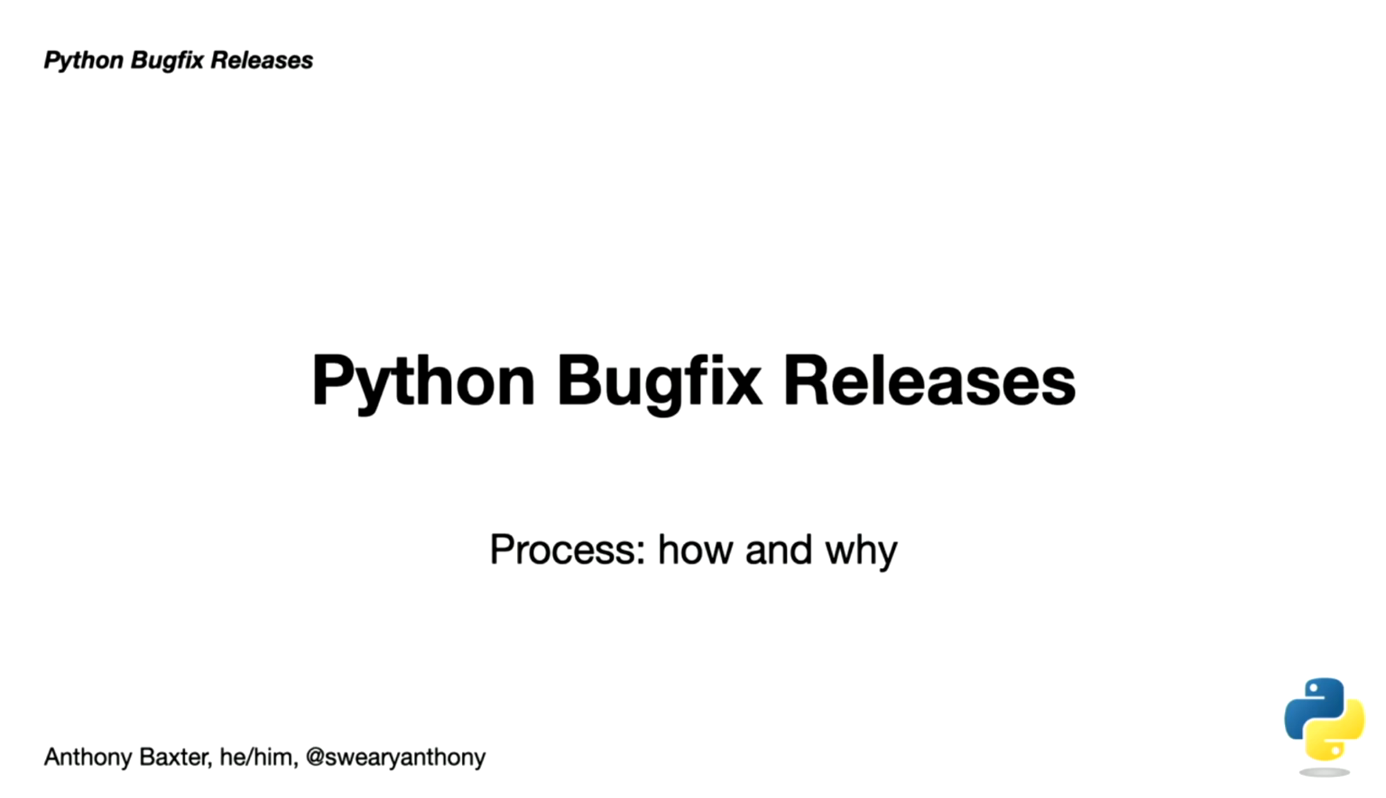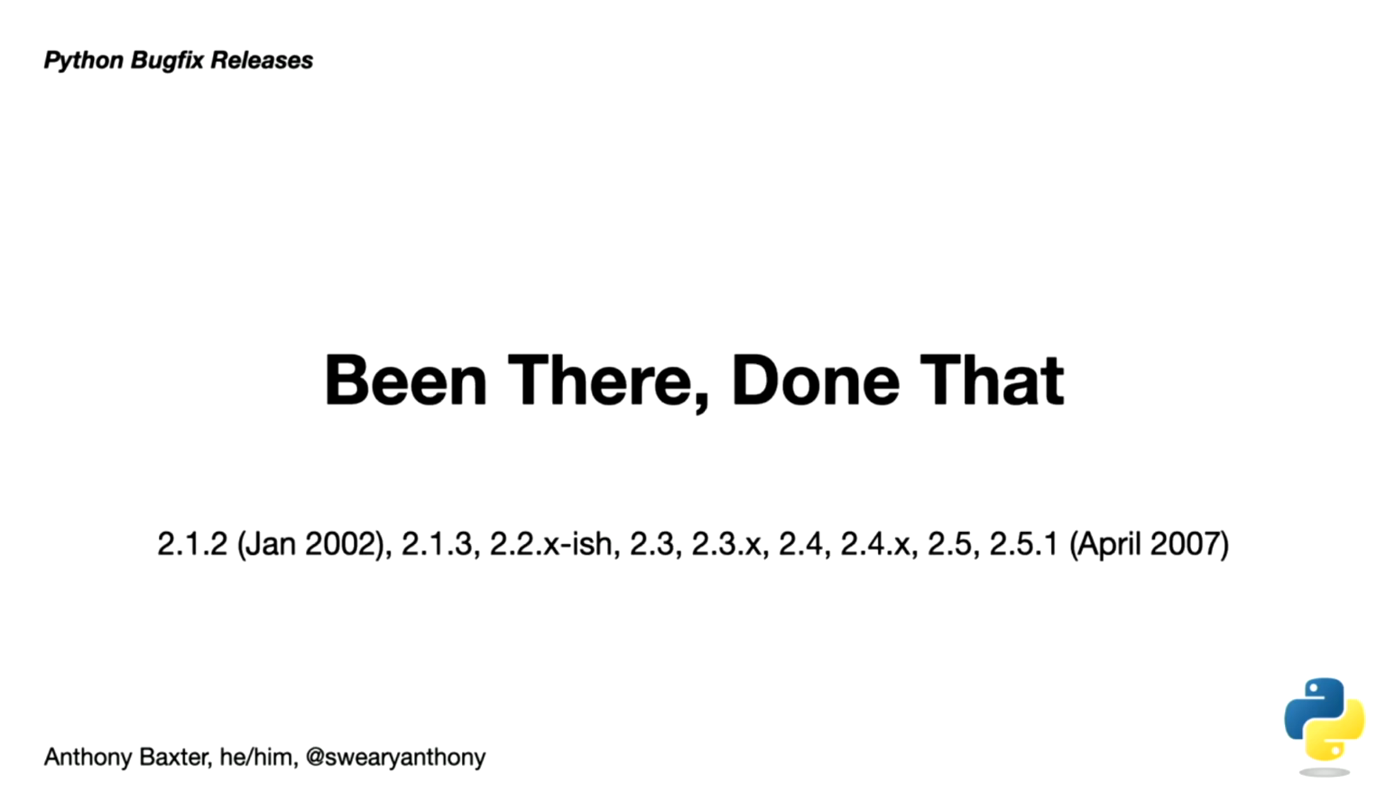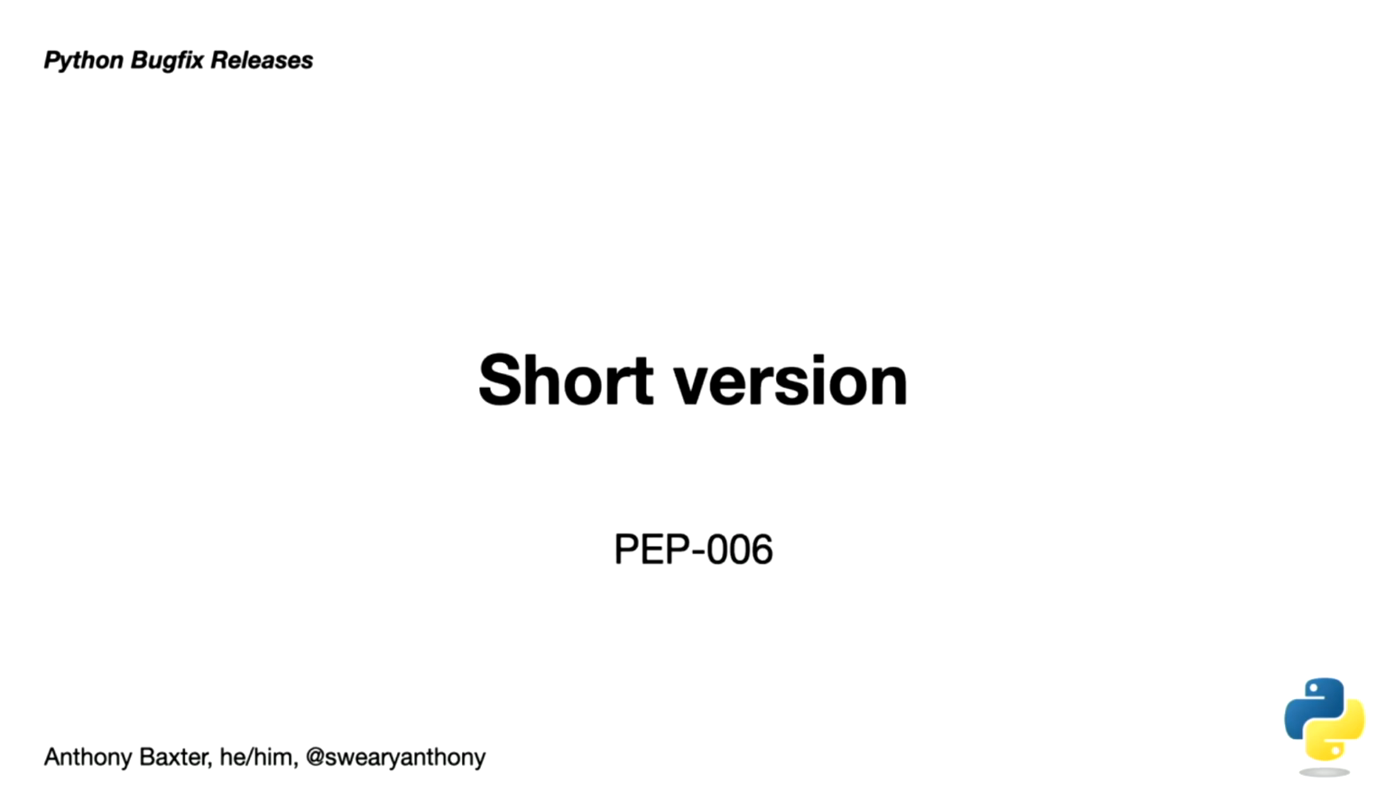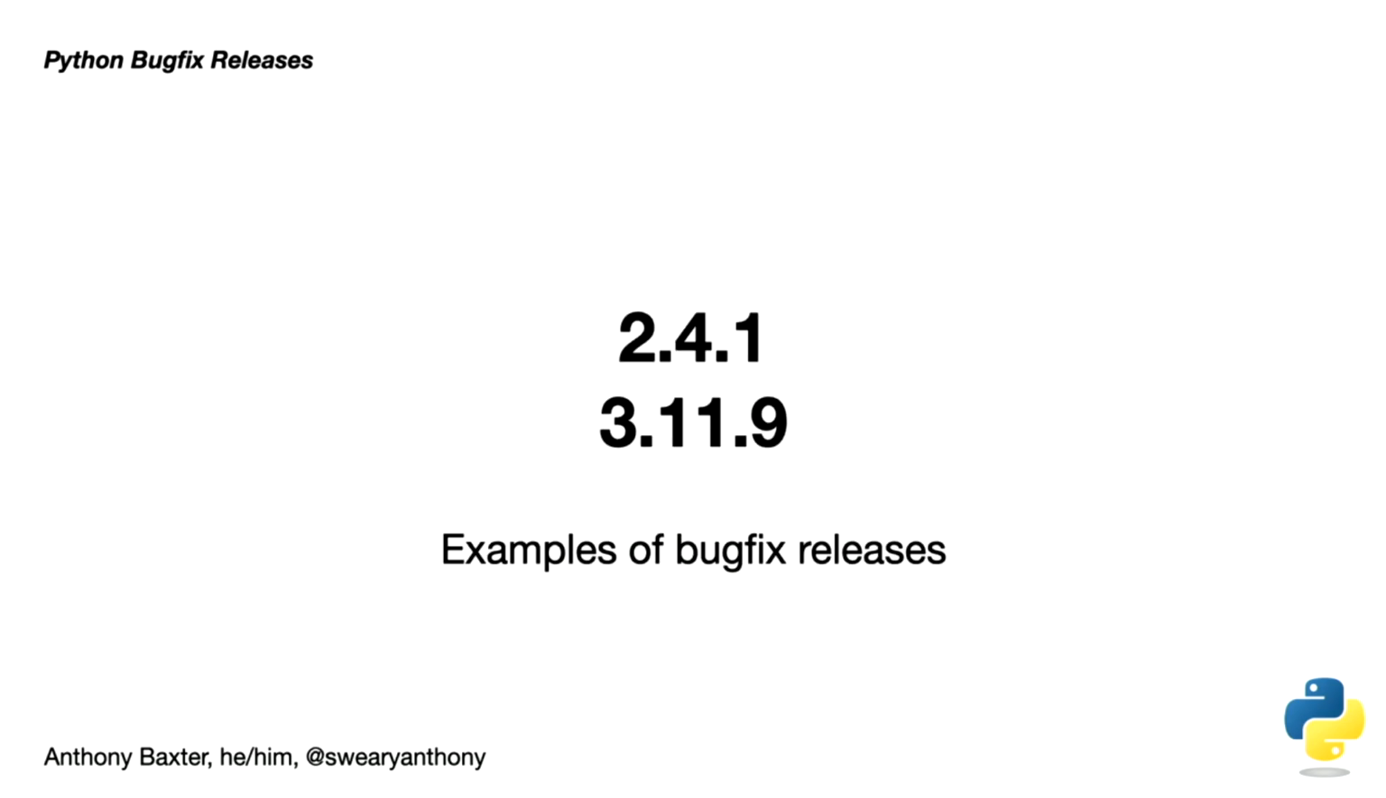Okay. Python bug fix releases. Why do we have them, and how do we do them? So I'm Anthony. I used to be the Python release manager of all those versions. If people want to do quick math, that's 5.5 years, and 3.5 years where I was the only release manager. So the short version of this talk, one slide, PEP 6. Please read it. It'll make you happy. It'll make me happy. These are examples of a bug fix release.